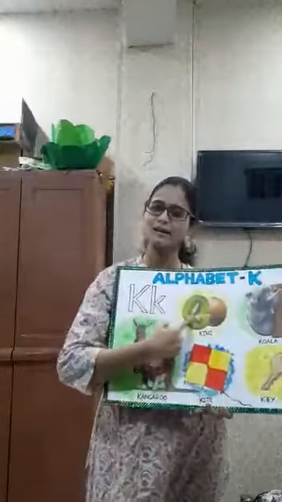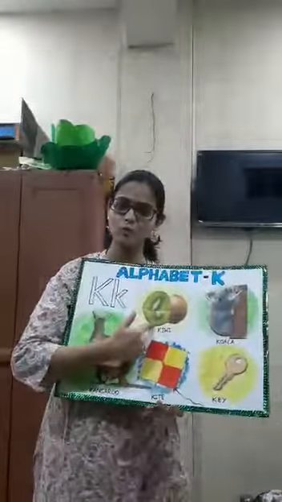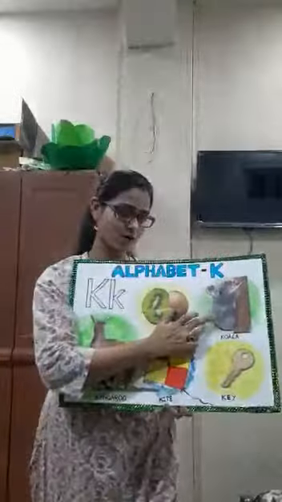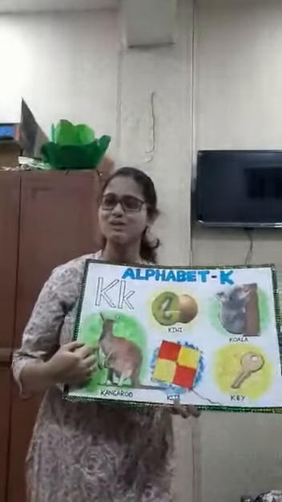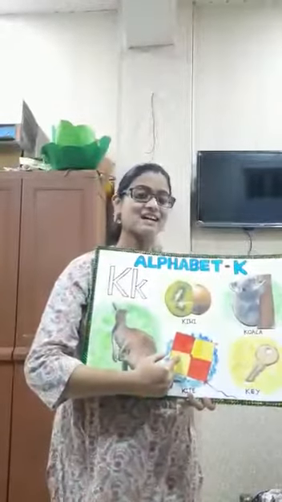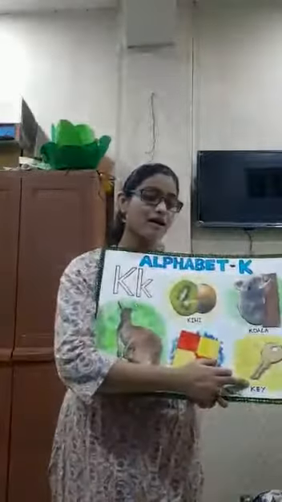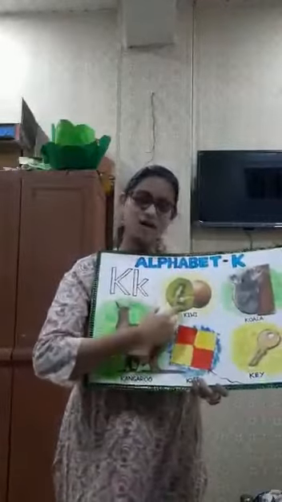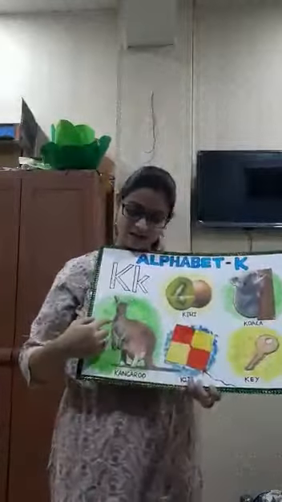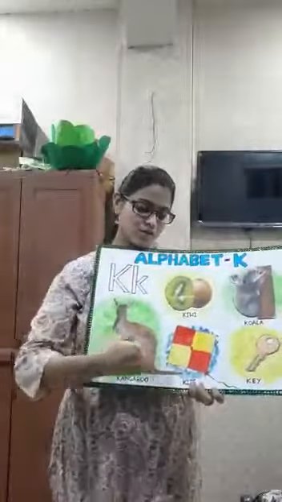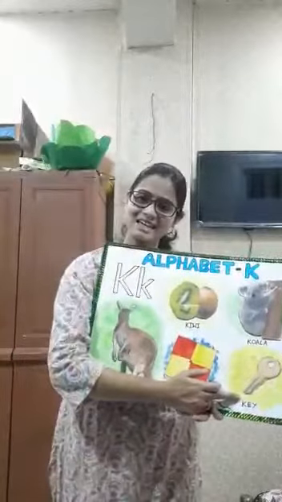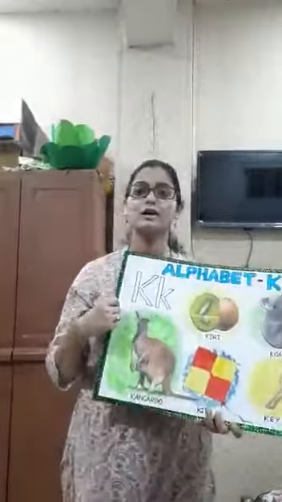Now, let us see some things that start with K. This is a kiwi, green color kiwi fruit. This is a koala. This is a kangaroo. Yes, we all know about kangaroos. This is a kite. This is a key. K, K, kiwi. K, K, koala. K, K, kangaroo. K, K, kite. And K, K, key.